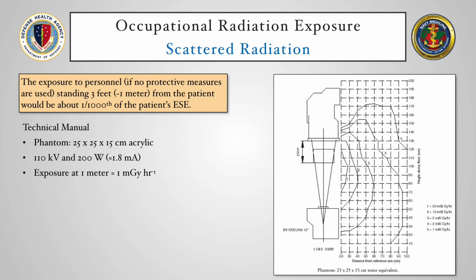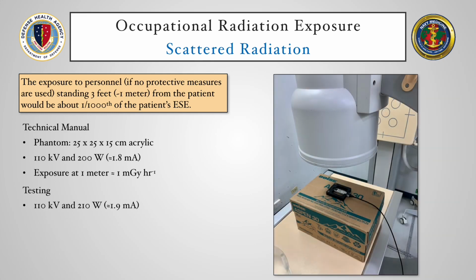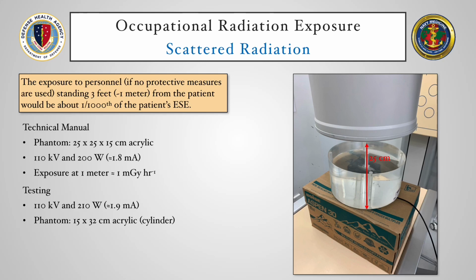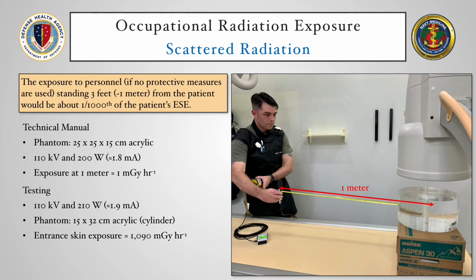But to further demonstrate this, I set up a test for 110 kV and 210 watts, that's as close as I could get, with a CTDI Vol phantom used in CT testing, which is a cylinder. The entrance skin exposure that I measured was 1090 milligray per hour, and at 1 meter the exposure rate was 0.632 milligray per hour, which is approximately 1/1000th of the patient's entrance skin exposure.